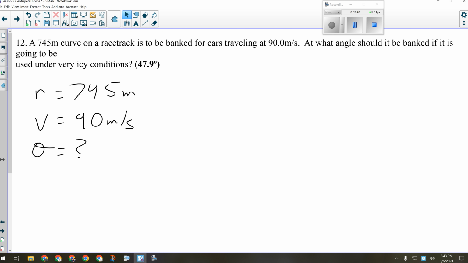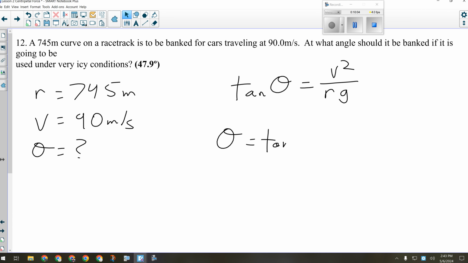Okay, so that said, we know then that the formula for banked curves is that tan of theta is equal to v squared over r times g. As soon as you see a banked curve question, that's the formula you go to. All right, so I'm looking for theta. If I want to get theta by itself, I've got to get rid of tan, which means I take the inverse tan of the other side. So theta will be tan to the minus 1 of v squared over r times g.